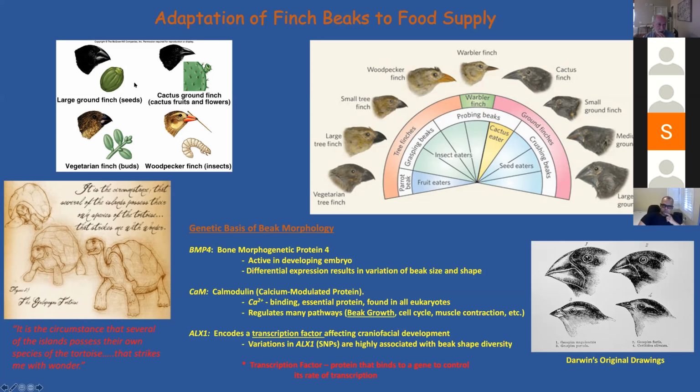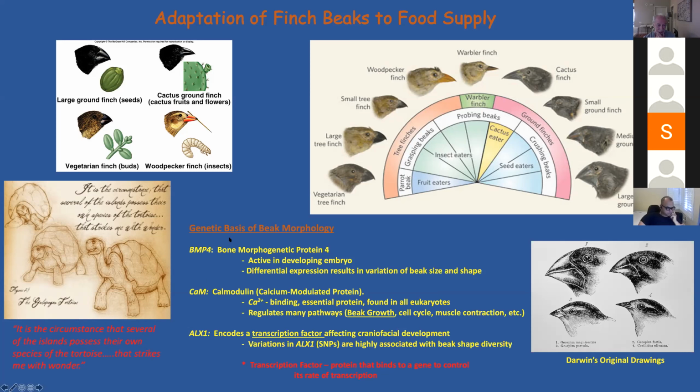And on the upper left here, you see an elaboration of that. On the lower right is an original drawing that Darwin did showing the various different beak types that he studied. And just out of curiosity, I put another drawing of Darwin over on the left of the turtles. He was quite taken with the turtles. And his quote is, in red here, "It is a circumstance that several of the islands possess their own species of tortoise. It strikes me with wonder."